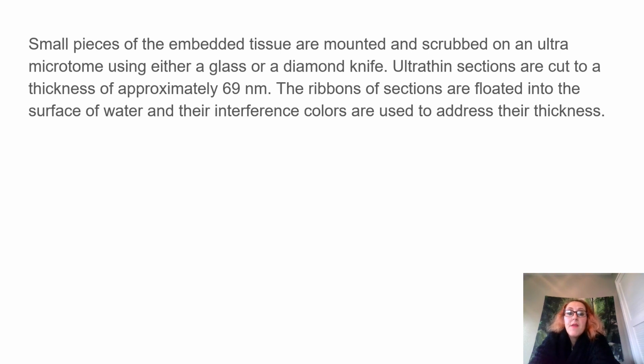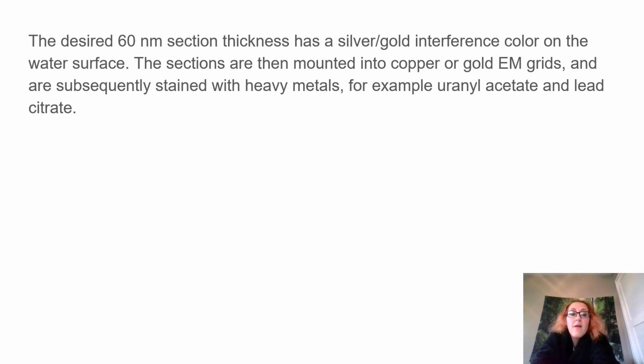Small pieces of the embedded tissue are mounted and sectioned on an ultramicrotome using either a glass or diamond knife. Ultra-thin sections are cut to a thickness of approximately 60 nanometers. The ribbons of sections are floated onto the surface of water and their interference colors are used to assess their thickness. The desired 60 nanometer section thickness has a silver-gold interference color on the water surface. The sections are then mounted onto copper or gold EM grids and are subsequently stained with heavy metals, for example, uranyl acetate and lead citrate.